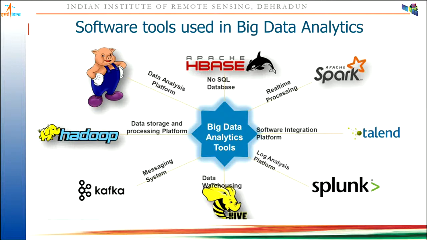In these platforms, there are a number of software tools available. In fact, from the open source community, most of the tools are from Apache projects, like HBase. Apache HBase is one of the very, very powerful NoSQL databases. We have real-time data processing using Apache Spark. We have a software integration platform like Talend. We have Splunk for log analysis platforms. For data warehousing, platform solutions like Hive. We have a messaging system like Kafka. We have a data storage and processing platform like Hadoop.